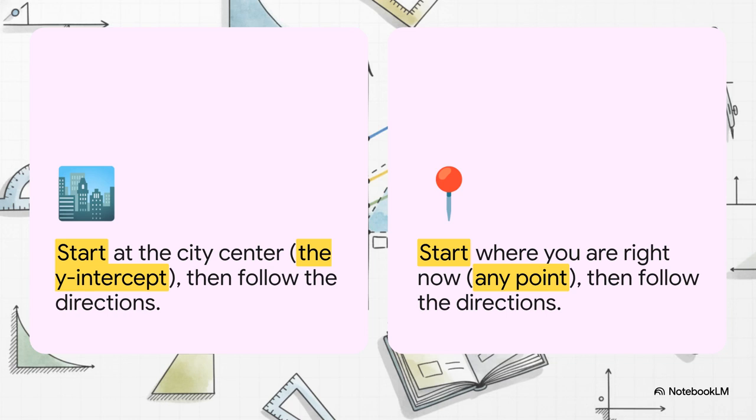Okay, here's a great way to think about it. It's all about giving directions. Your classic slope-intercept form, that y equals mx plus b, is kind of strict. It's like saying you have to start at the city center, that's the y-intercept, and then follow the directions from there. Point-slope form, though, so much more chill. It basically says, hey, just start wherever you are right now, any point on the line, and then follow the directions, which, of course, is the slope.